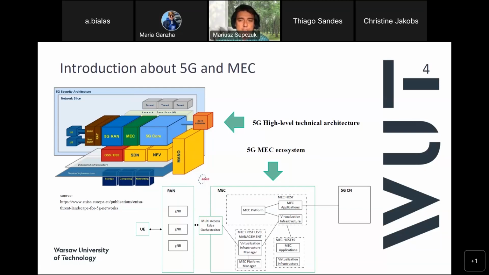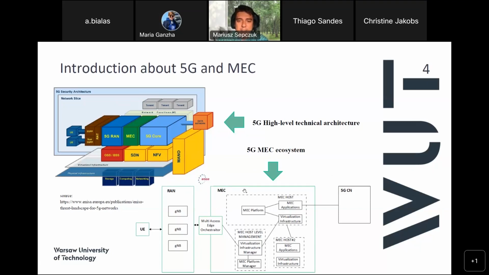Of course, if we want to see more closely what exactly is included in the MEC ecosystem, we can see it in the second picture below on the slide, the whole 5G MEC ecosystem. At the front of the MEC part of this ecosystem, we have the MEC orchestration, and in general, this is the entity which is responsible for orchestration and management of the whole environment and all components of MEC.